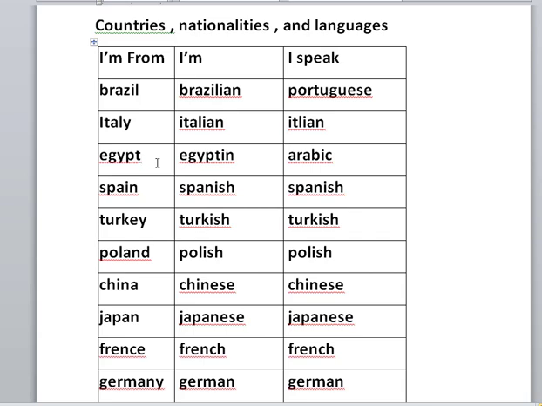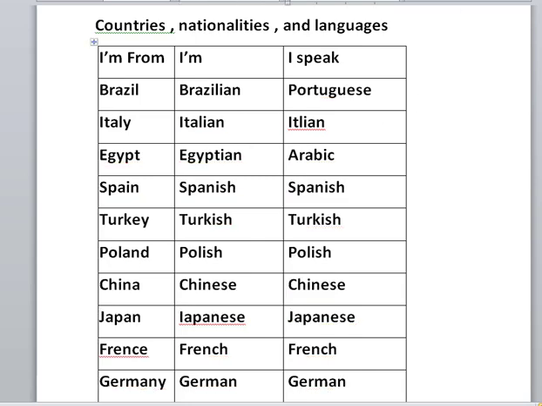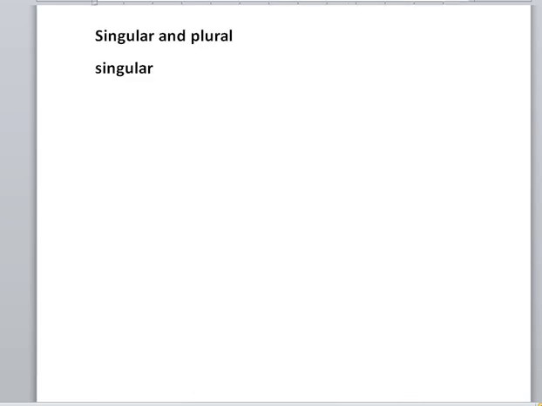It's all about countries, nationalities and languages, okay? It's very helpful for you, and it's very important for you, and please practice to be better. Okay. Sorry about my spelling. I'm really sorry. Talk about singular and plural.